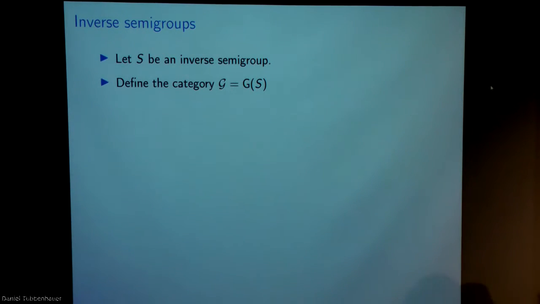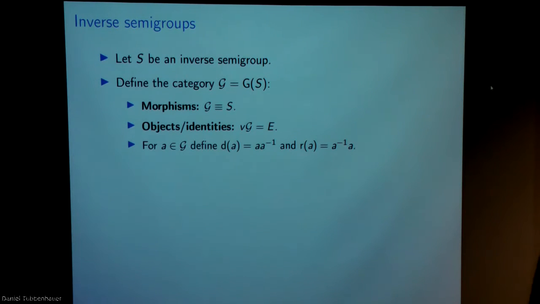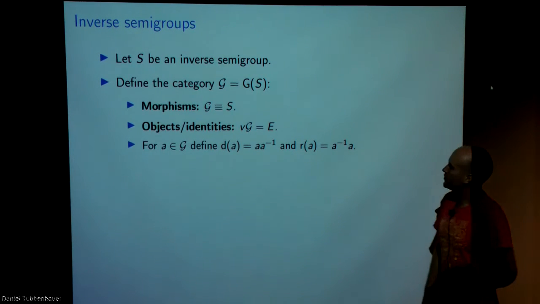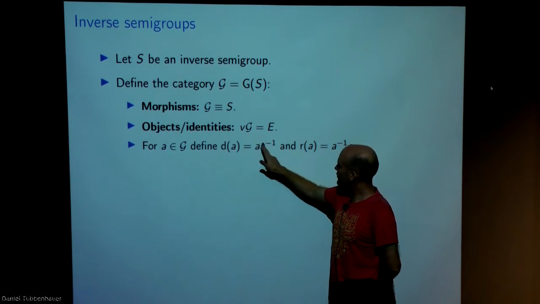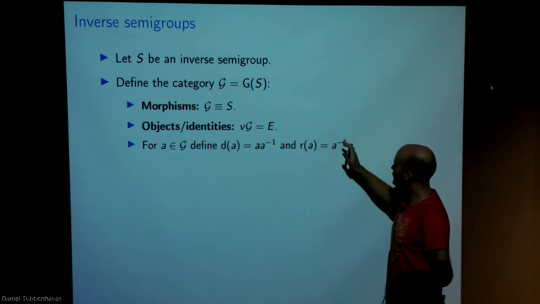All right. So how do we use this to form a category? We're going to do so like this. We think of the morphism set as exactly the same as the underlying set of the semigroup. The objects are the idempotents. And we think of the domain of an element as being A inverse A, and the range as being A A inverse.